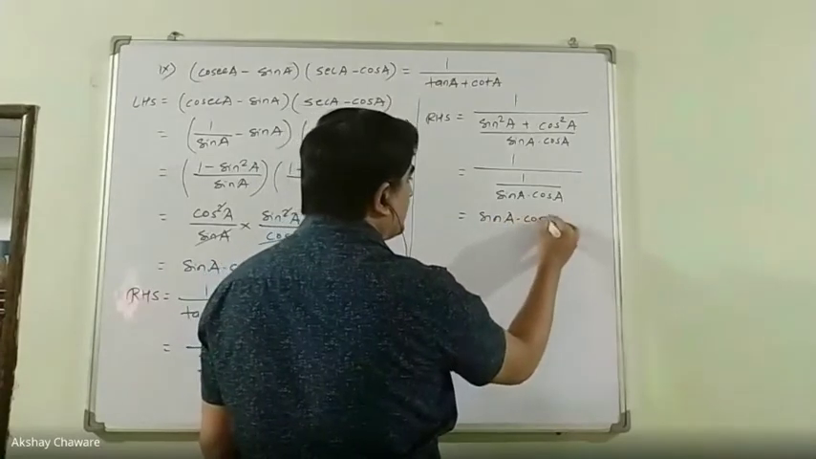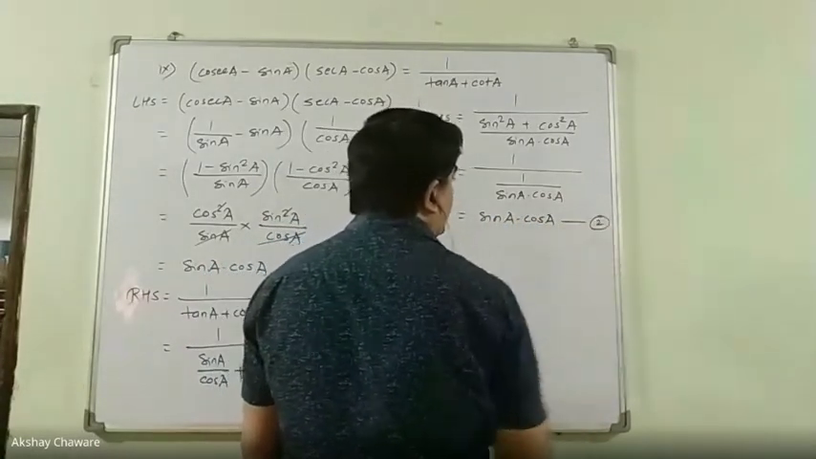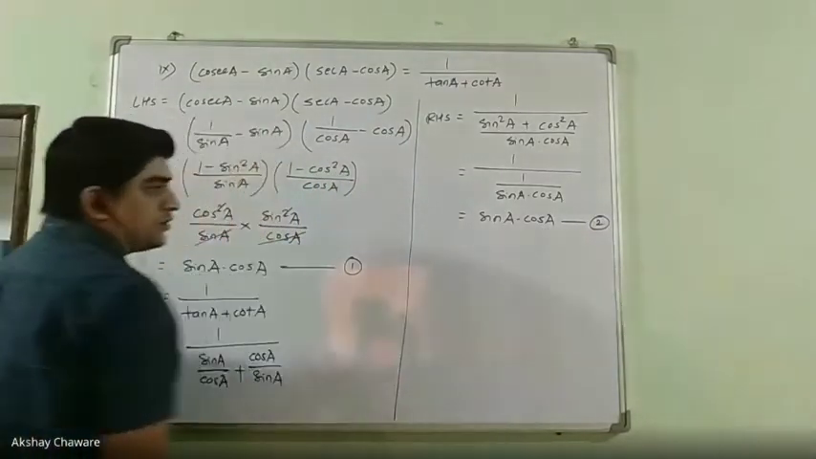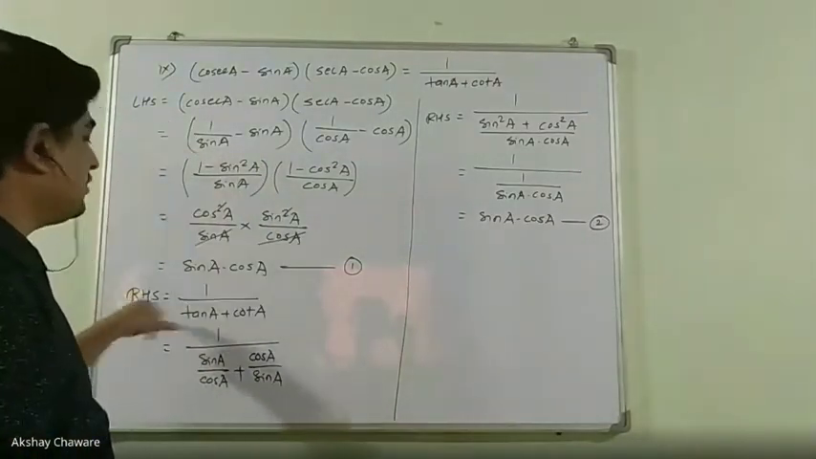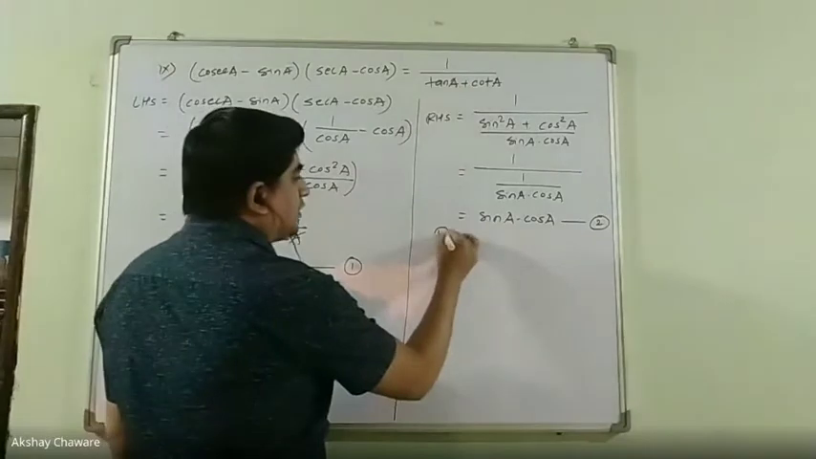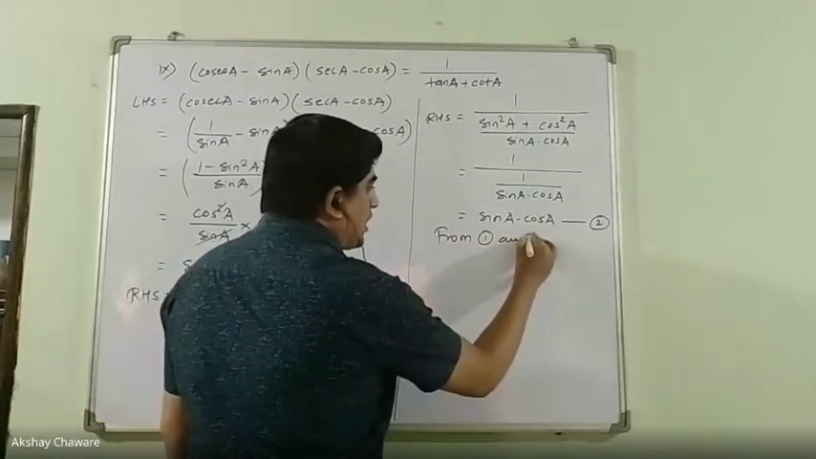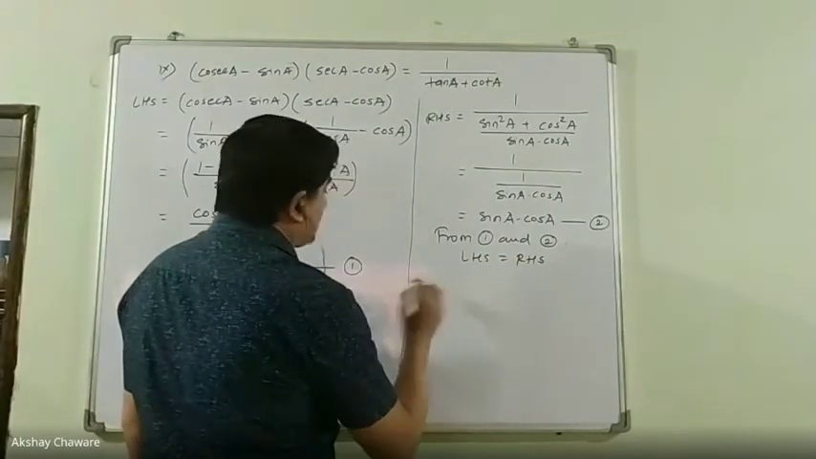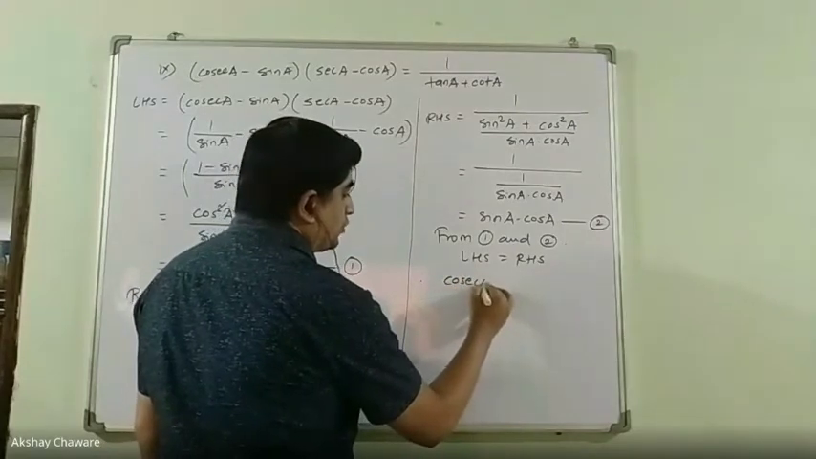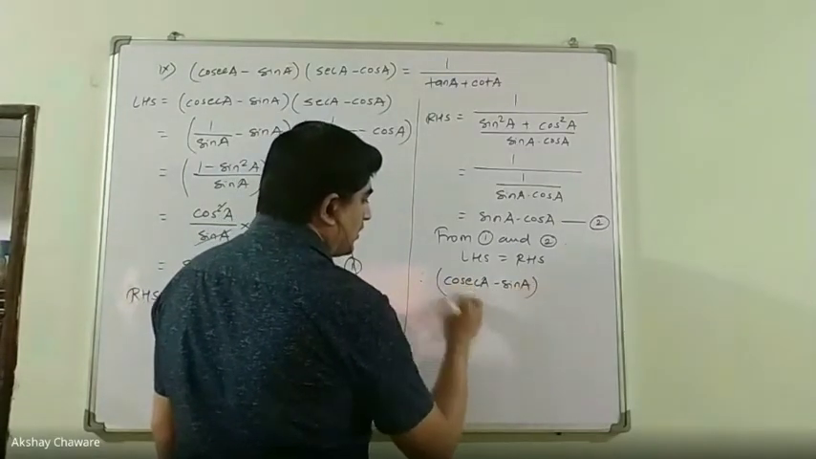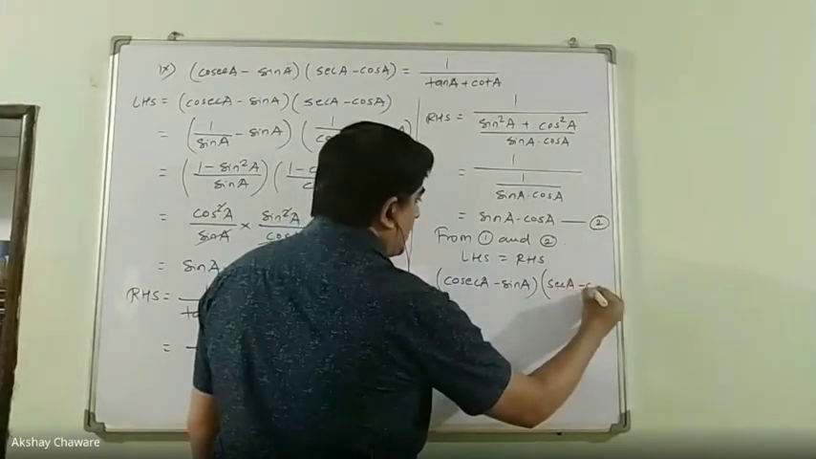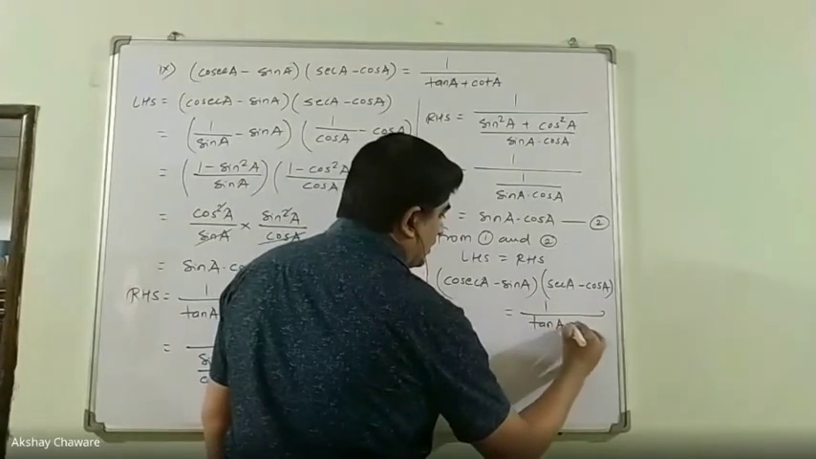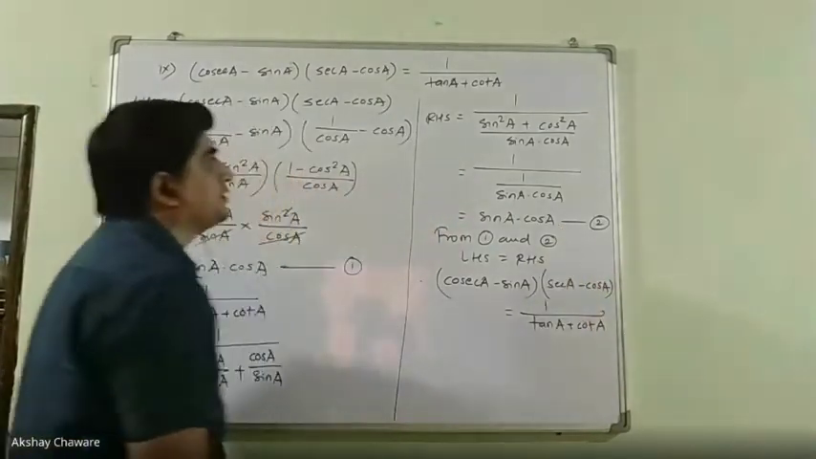Sin A into cos A, just the reciprocal of the denominator, and that is your equation number 2. Now compare these two equations, sin A into cos A and sin A into cos A, means the answers of LHS and RHS are both equal. So from equation number 1 and equation number 2, we can say LHS is equal to RHS, and therefore the final statement is (cosec A minus sin A) multiplied by (sec A minus cos A) is equal to 1 upon (tan A plus cot A). That's it.